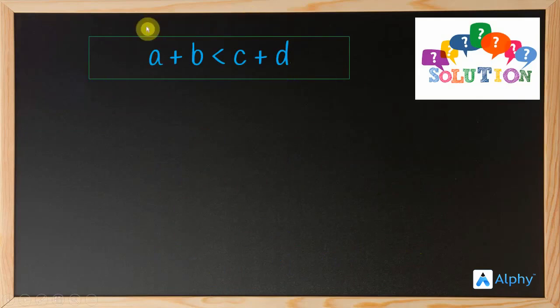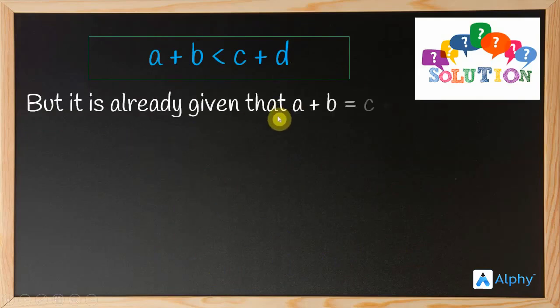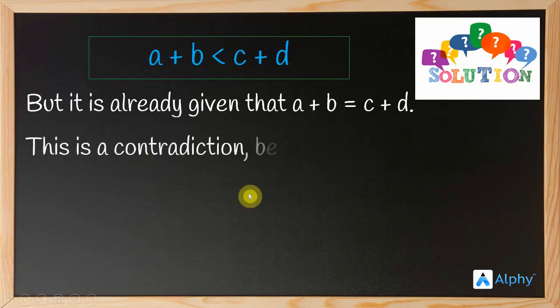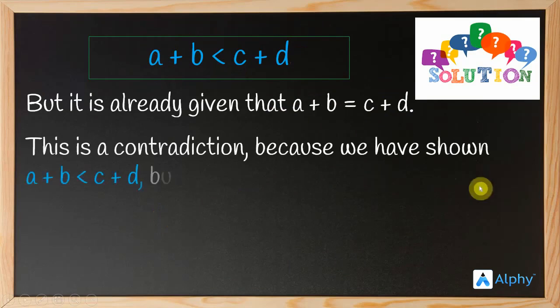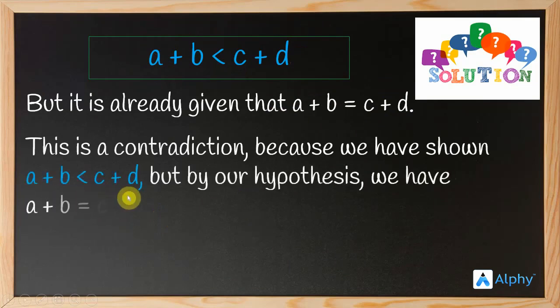And let me put it here for you so that you can refer to it. So A plus B less than C plus D. But it is already given that A plus B is equal to C plus D. So this thing is already given to us in the question. And this here is becoming problematic because this cannot be true because we have already been given this. So now what this means is that this is a contradiction because we have shown A plus B is less than C plus D, but by our hypothesis we have A plus B is equal to C plus D.